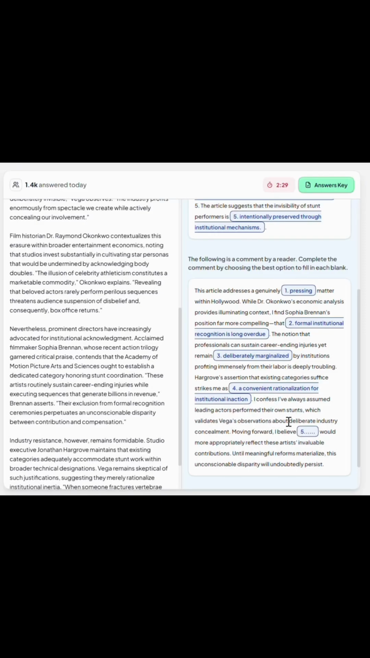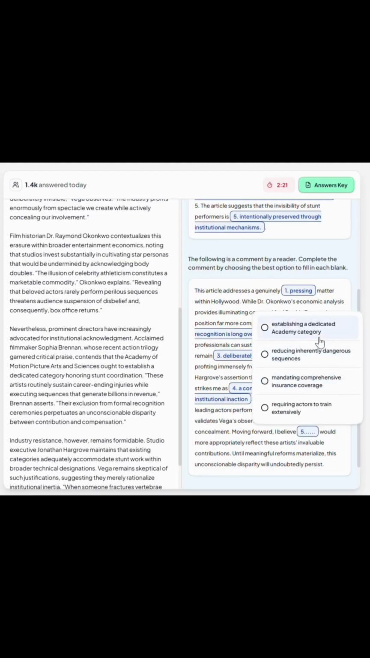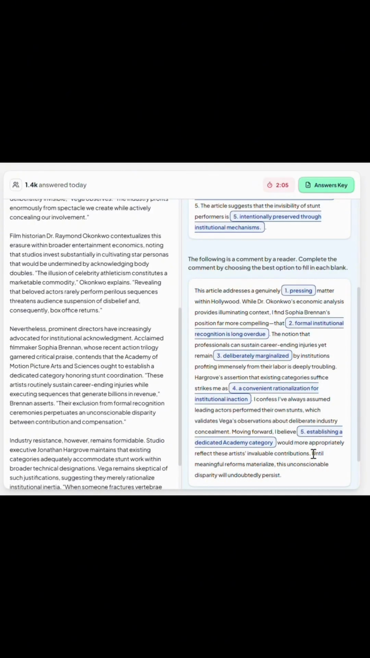So I also read the last question and take a guess of what is likely to fit in here. And when I take my guess, I read the sentence to make sure that it fits, that it makes sense when you put it together with the sentence. So "establishing a dedicated award category" is the option that fits in this sentence correctly and made it make sense.